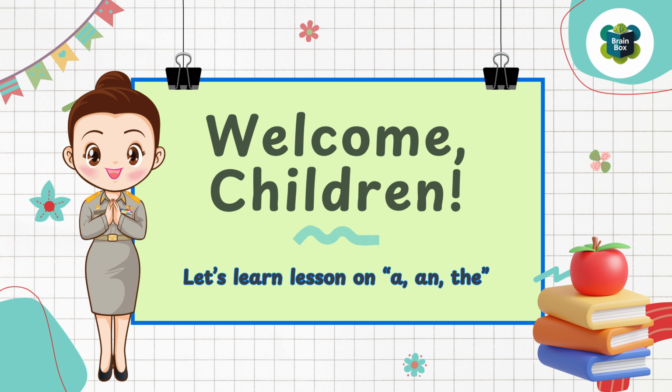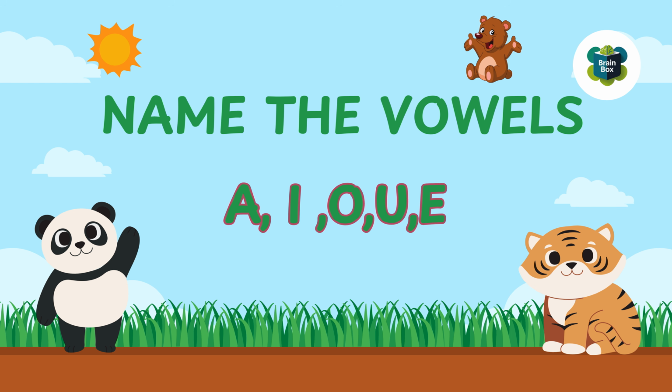Today we will learn a lesson on a and the. So first, can you name the vowels that we have in English? There are namely 5 vowels. So what are they? They are A, I, O, U, E. Again, A, I, O, U, E.